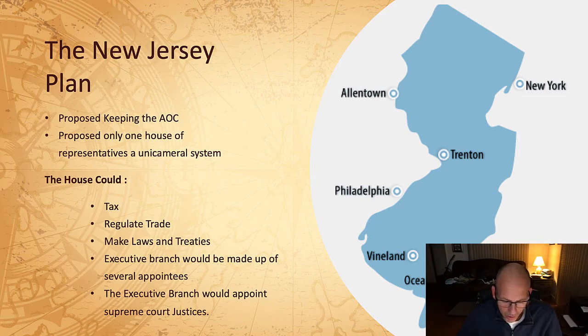The executive branch would be made up of several people, and they would be appointed by the legislature. And then the executive branch would appoint Supreme Court justices. The New Jersey Plan failed to pass, which ended the idea of having only one house, a unicameral system. The New Jersey Plan addressed issues by giving Congress certain specific powers, and the plan added the ability to regulate trade between states.